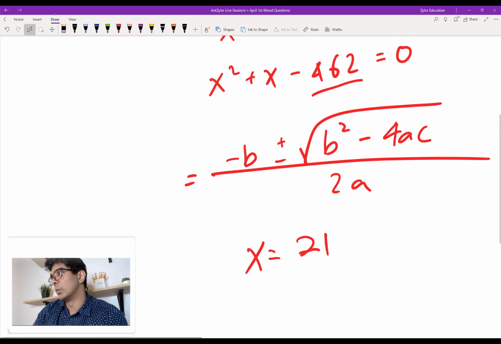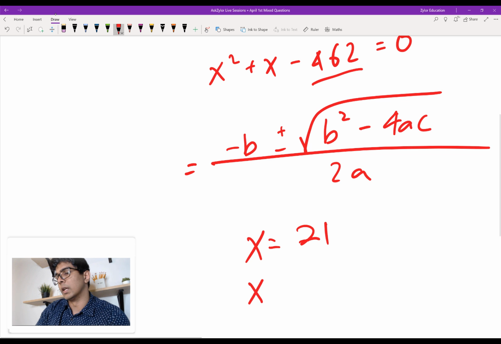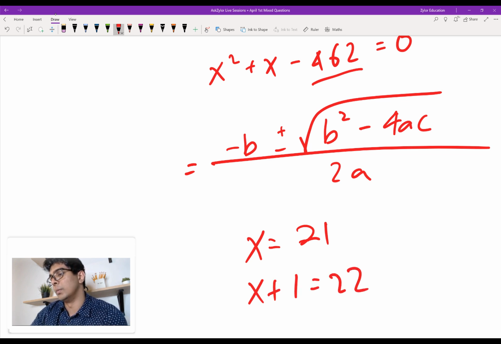That means if x is 21, I should be able to get x plus 1, which is just 22. So the two numbers could be 21 and 22. So 21 is the number I got from the quadratic equation.